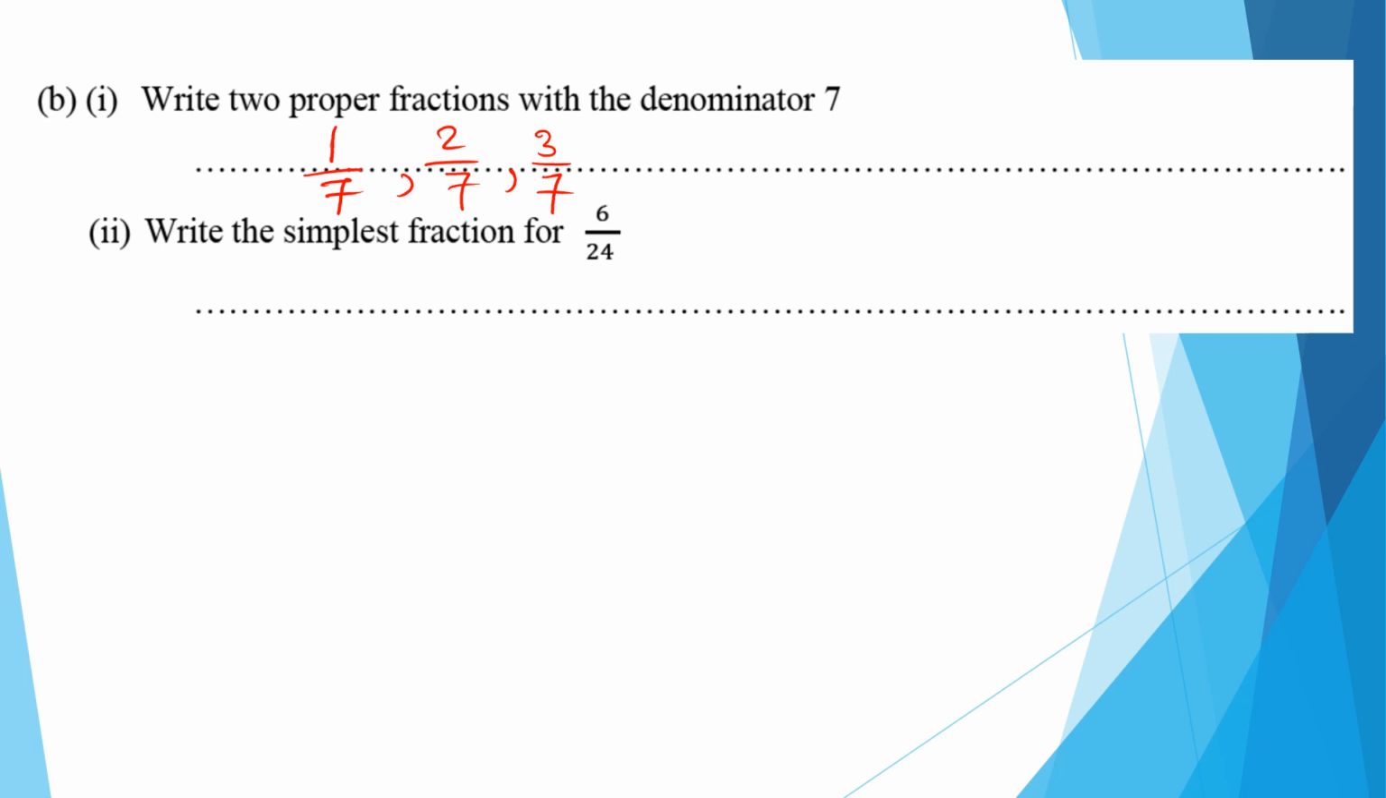Write the simplest fraction for 6 over 24. You know, if it is a fraction, we can always divide both numerator and denominator by the same number. So we will apply that method here. Therefore, we divide this by 6, and also we divide this by 6, and you get 6 divided by 6 is 1, and 24 divided by 6 is 4. The answer is 1 over 4. This is the simplest form.